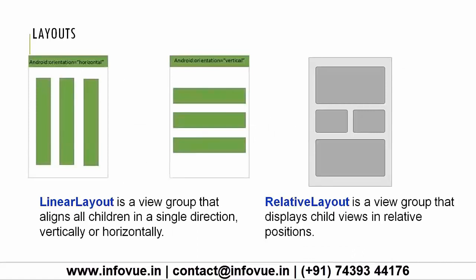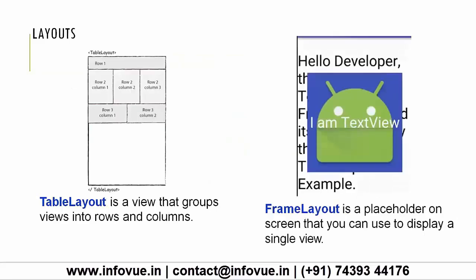The layouts are mainly of two kinds: linear layout and relative layout. The grid layout is not used much, and mostly linear layout and relative layout are used. In linear layout, you can place your items in a horizontal or vertical linear way, and in relative layout, you can place your items relative to other elements. Relative layout is a view group that displays child views in relative positions. This is also the structure of table layout. Table layout is a view that groups views into rows and columns. You can arrange your elements in rows and columns using table layout.